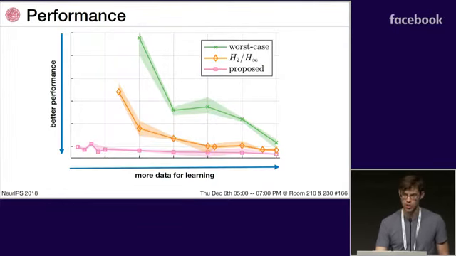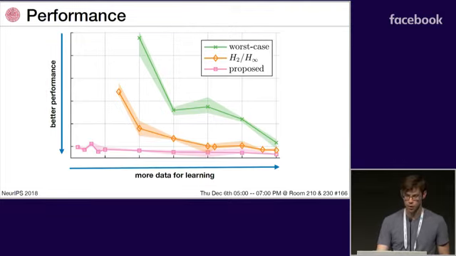So here we demonstrate the performance of the method stabilizing that inverted pendulum that I showed earlier. So here you can see the proposed method in pink, and recall the proposed method optimizes for the expected cost with respect to the posterior. We compare against some other methods.